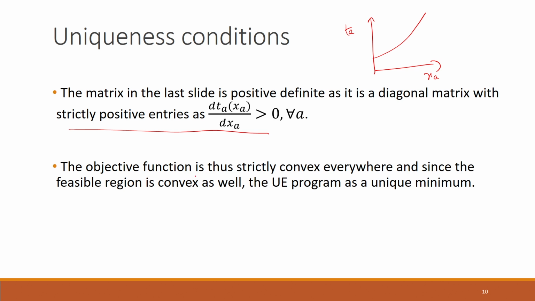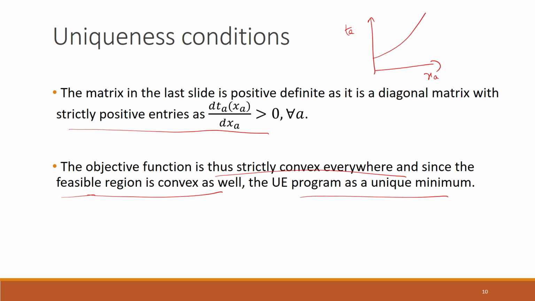So therefore the objective function is strictly convex everywhere, and since the feasible region is convex as well, the UE program has a unique minimum. We had already argued that the feasible region is convex, and now this Hessian matrix that we saw is positive definite. We had not argued that this matrix is positive definite at a particular point, but it is actually positive definite at all the points. So therefore this objective function is strictly convex everywhere.